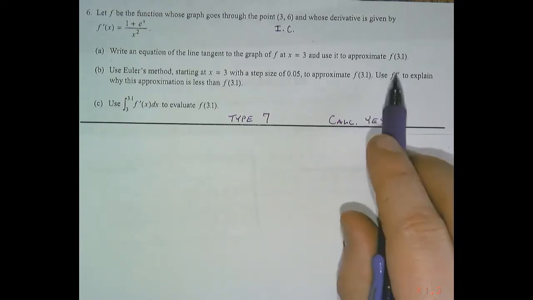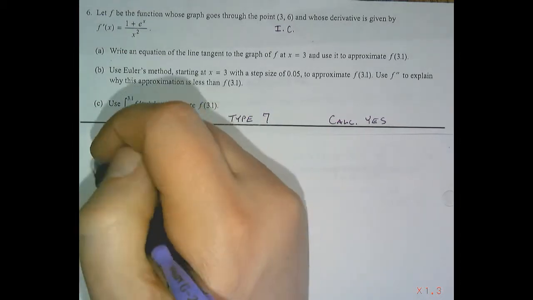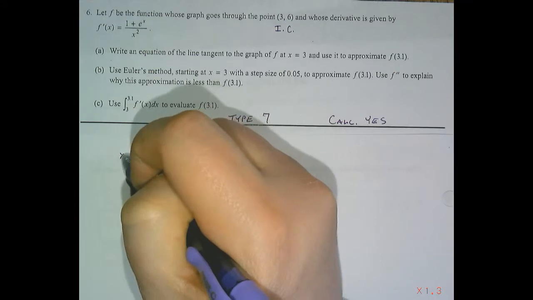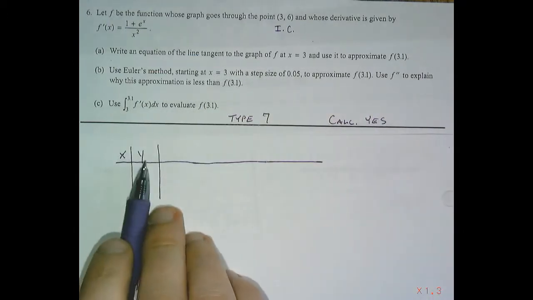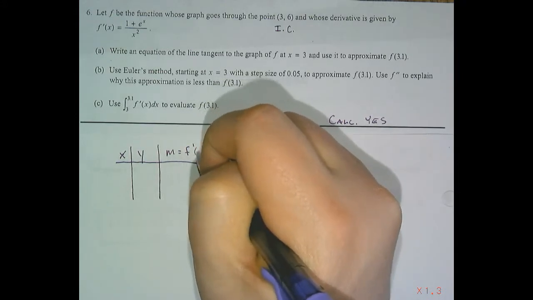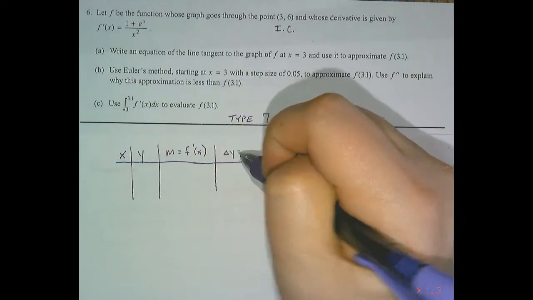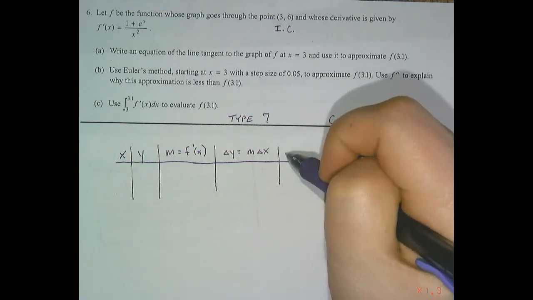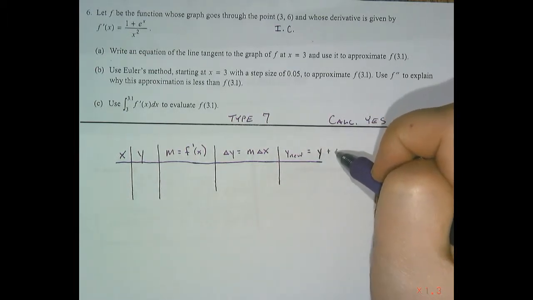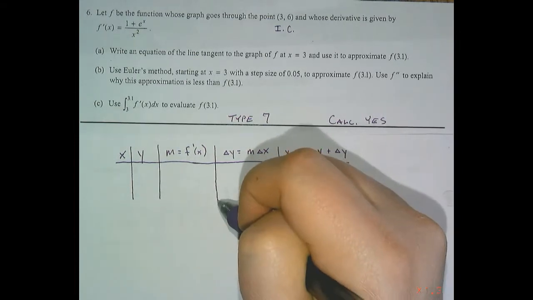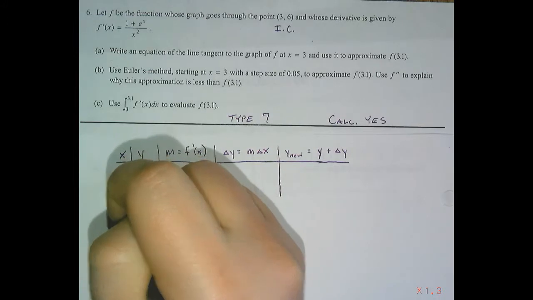So that's the first part, and the second part says use the second derivative to explain why this approximation is less than the true value. So Euler's method, different approaches for different classes. The approach that I teach in my class is to create a table that we use to track the values. The columns are x, y, m, which is your f prime of x, or your dy/dx, delta y, which is equal to m times the delta x, and your new y value, which is equal to the last y value plus your delta y. And when you're filling out this table, you need to have a starting value or initial condition. In our case, the initial condition was given as (3, 6). So (3, 6) is where we start.